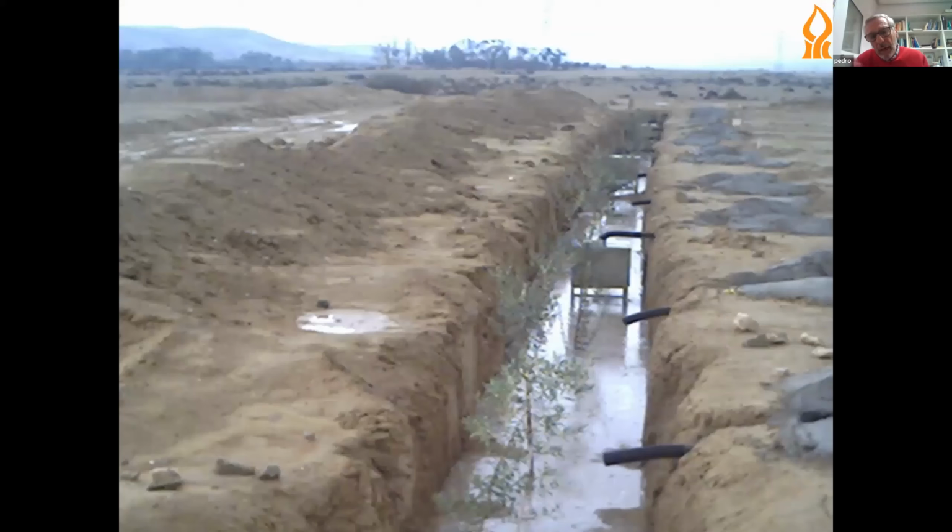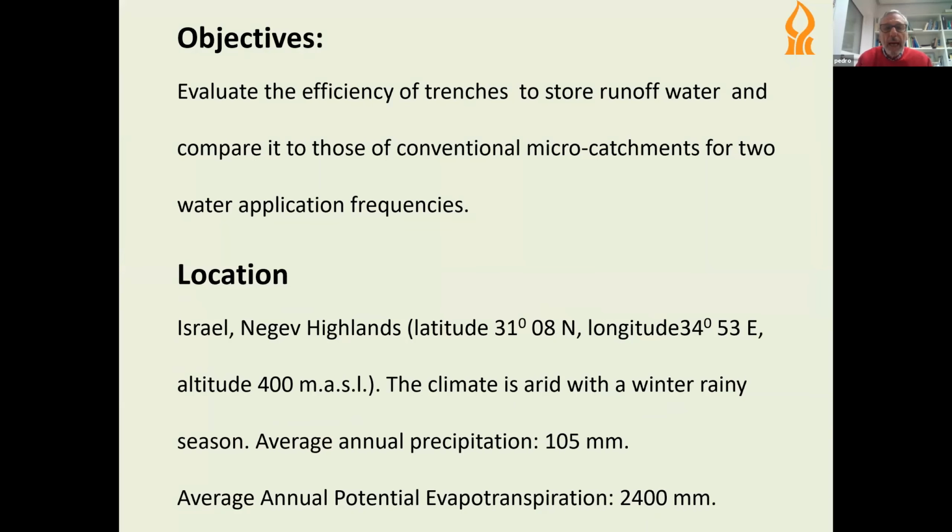Here you can see how it looked when we started off. This is after a runoff event. This is not where we carried out our trial, but this is more or less how our trench looked. And you can see here a box, which is actually the system that measures runoff. The objective of the trial I'm going to describe is to see how efficient these trenches are in terms of storing runoff, compared to a conventional microcatchment.